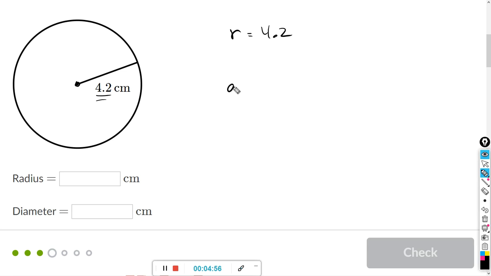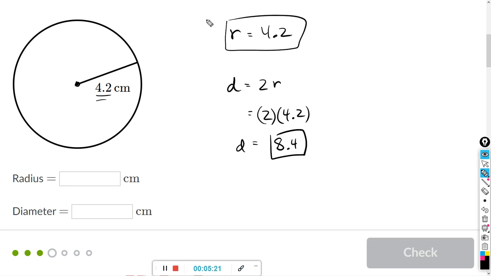And for the formula, we said the diameter is 2 times R. So that's going to be 2, and in place of R, 4.2. 2 times 4.2 is going to give us 8.4. So that's for the diameter D, and the radius is 4.2. So for radius, 4.2 in the box, and for diameter, 8.4 in the box.